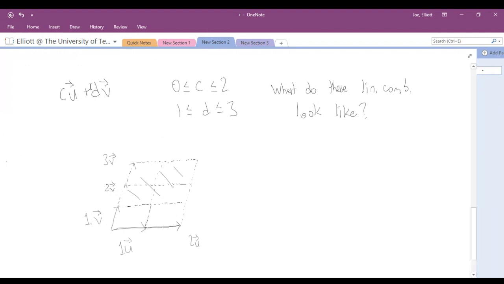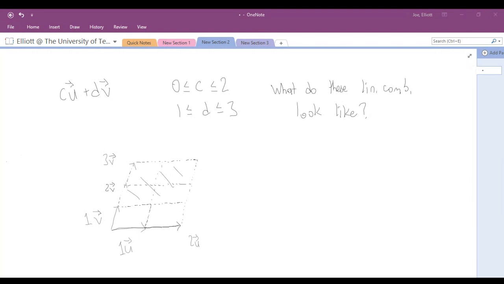And then just similarly, if I look at just this little parallelogram, this little parallelogram would be where c is between 1 and 2, but d is between 0 and 1. As another example, if I just look at, say, this parallelogram up here, so this is where c would be between 1 and 2, and d would be between 1 and 2 as well.